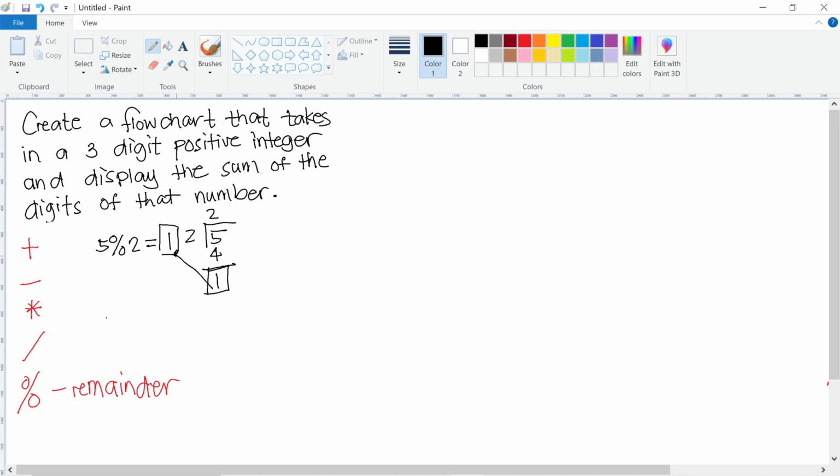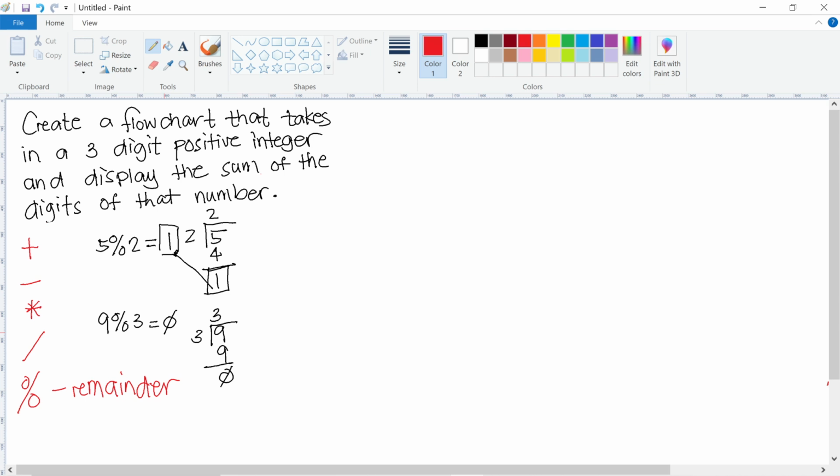So what if we have 9 modulo 3? What would be the result? If we divide 9 by 3, that would give us 3. Multiply by 3, that would give us 9. And the remainder is 0. So that means that 9 modulo 3 is equal to 0. Okay? So let's now try to solve this problem.